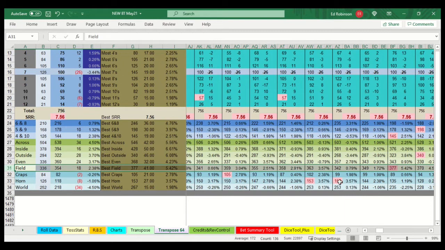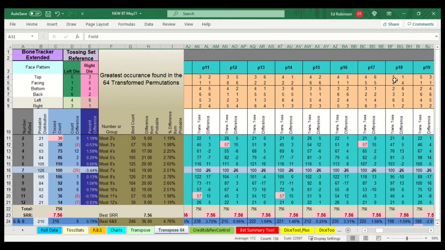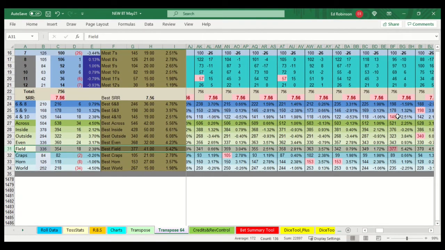If I want horn numbers, my best sets are wanting to give me 153. Here's that same field number, 377, but it gives me my 145 in 4 and 10s. Again, that's a good thing to know. 5414 on my toss for the last 756 tosses gives me strong in 4 and 10s and the field.